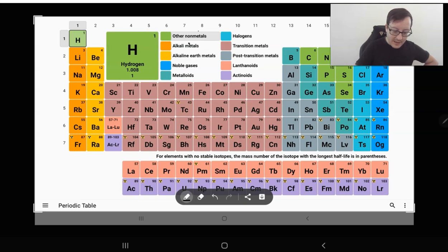For example, we have alkali metals here, which are the orange ones on the very left.